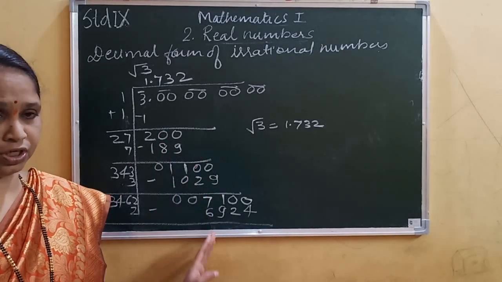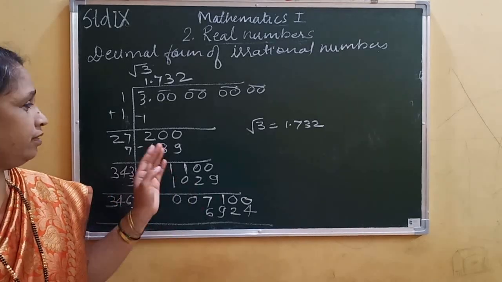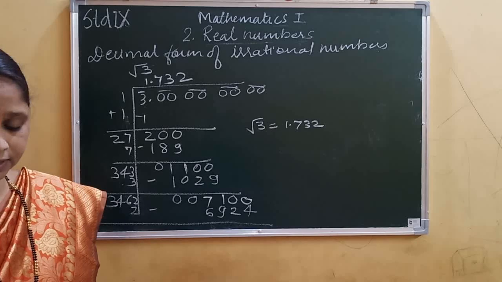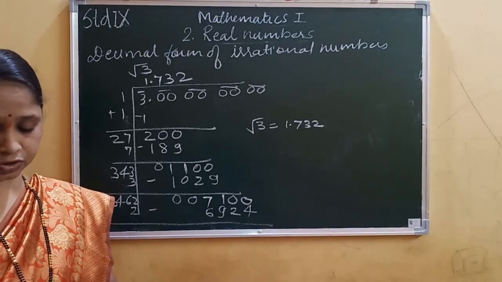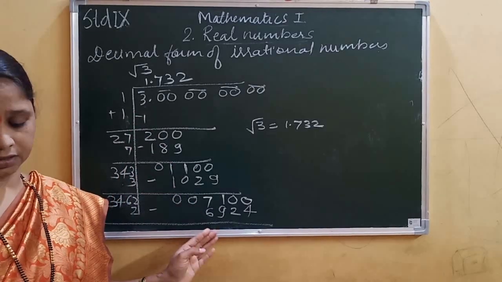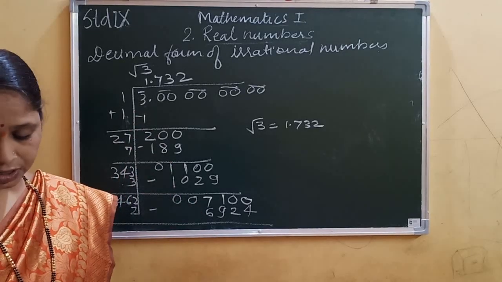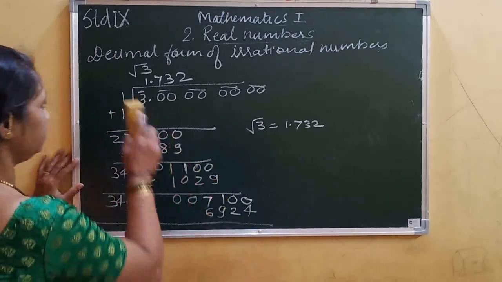Like this, you have to perform the division. So if you follow these examples, you have to write them in your notebook. It is given solved in the textbook, so from there also you can write. For your understanding, I have revised this again. Now after this, we are going to study the properties of rational and irrational numbers.